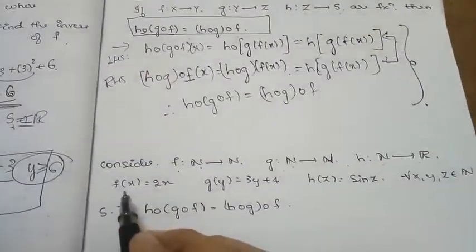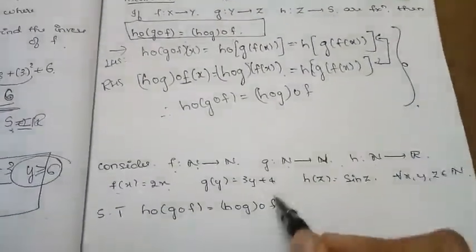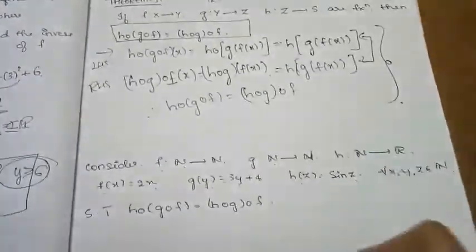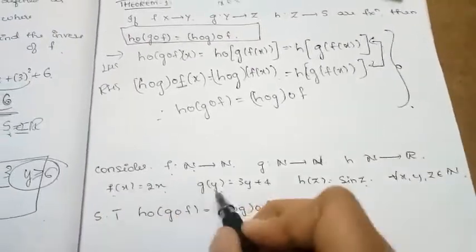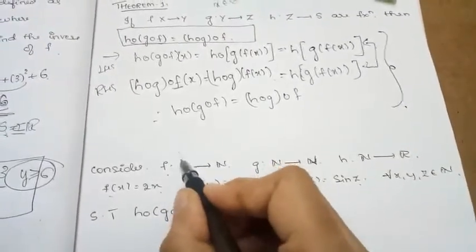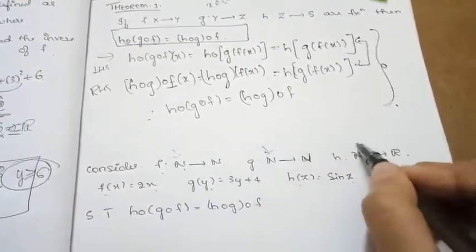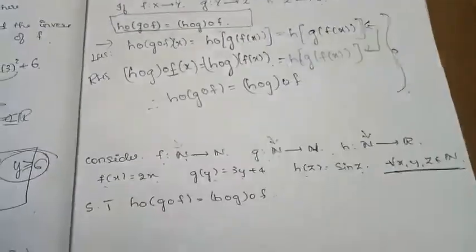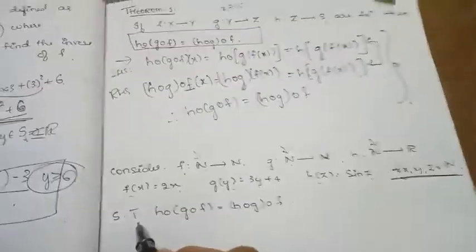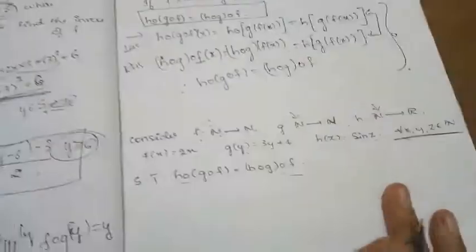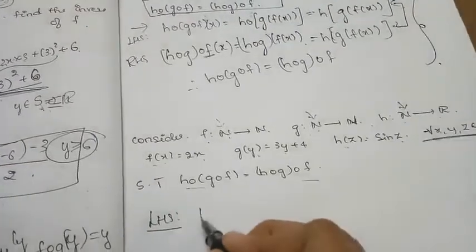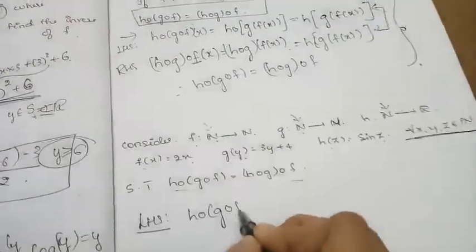And how are the functions defined? f(x) is equal to 2x, g(y) is equal to 3y plus 4, and h(z) is equal to sin z, where x, y and z all belong to the set of natural numbers, and they are asking us to prove this one. So let us consider first our LHS, that is (h∘g)∘f.